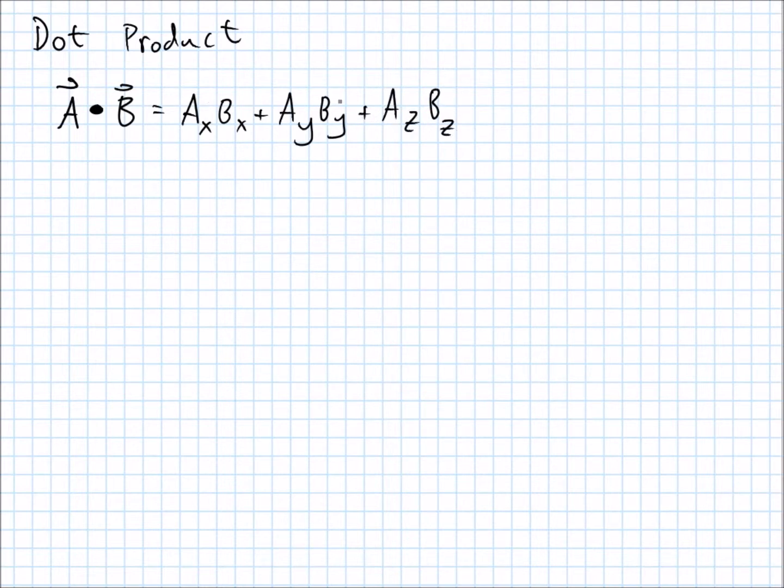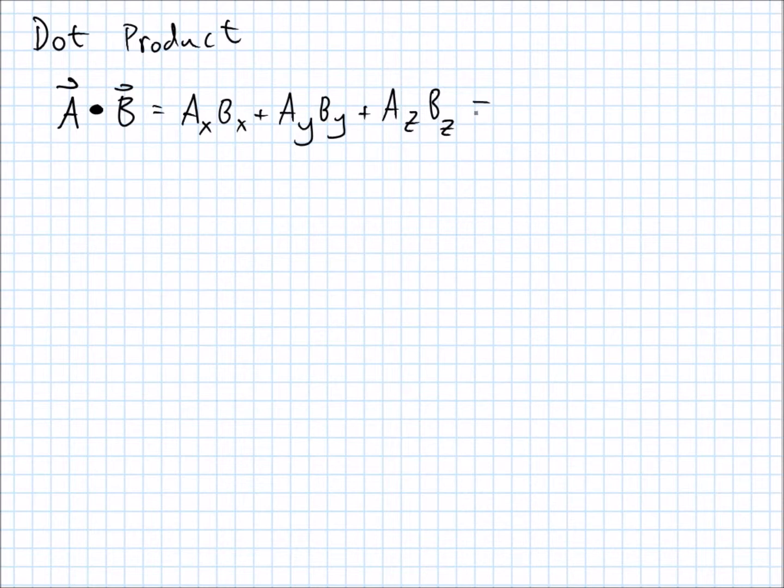Now note it's no longer a vector. You see, we've sort of squished the whole thing together. We've got the x components multiplied plus the y components multiplied plus the z components multiplied. So the dot product takes two vectors but returns just a number, a scalar. So that's important. There's one other definition for the dot product, though.